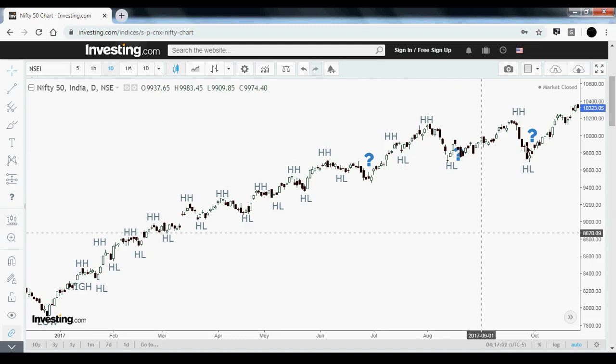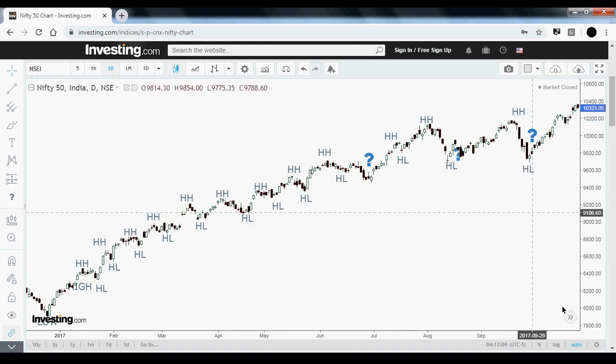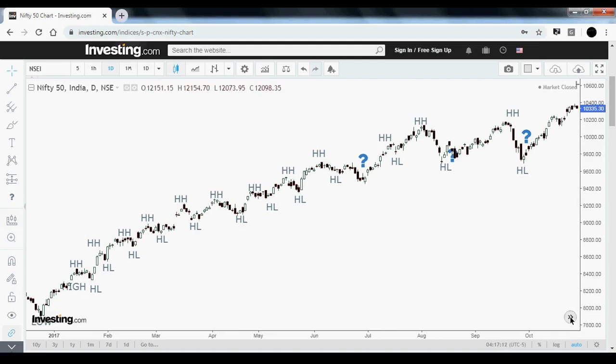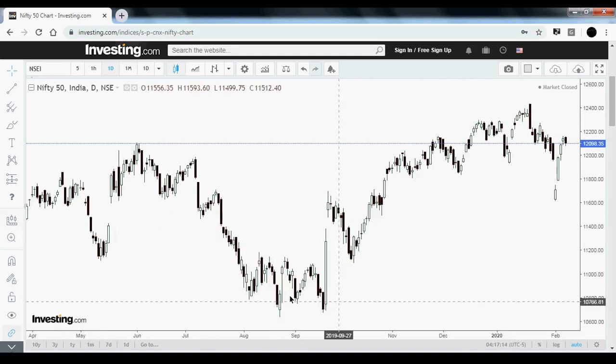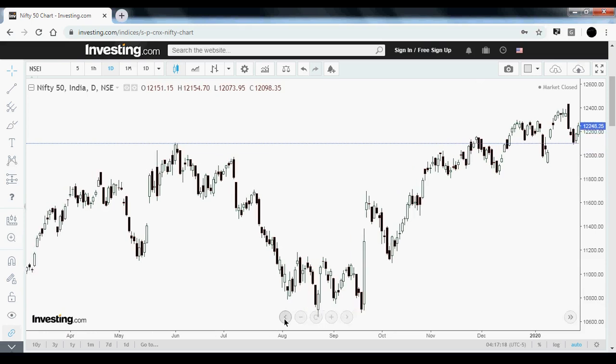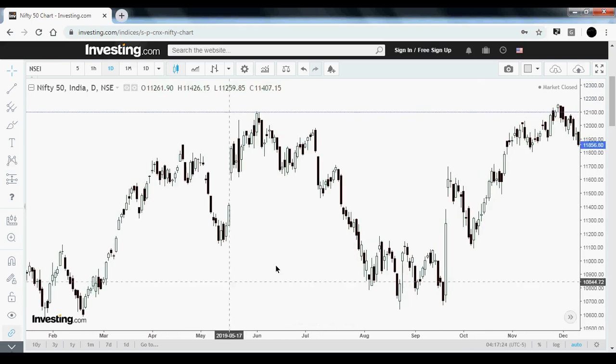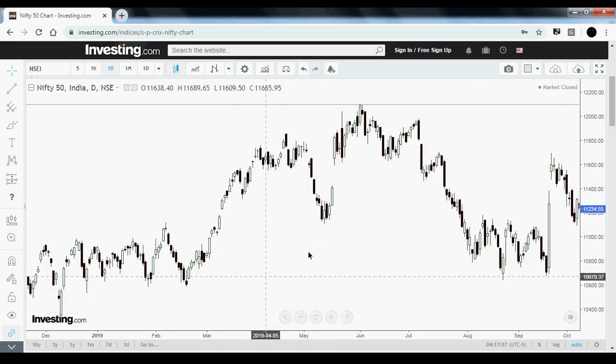So here we had one double top and double bottom, but because the market was in an uptrend, we have to see what happens in the next move. If you see, the next move surpassed the previous high, and that's why we can say that the trend continued to the upside. Okay, so now let's go to the same place.